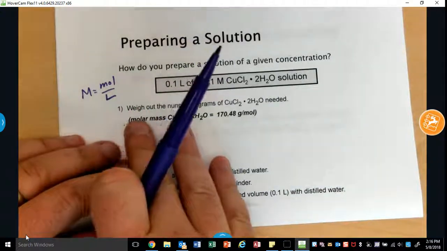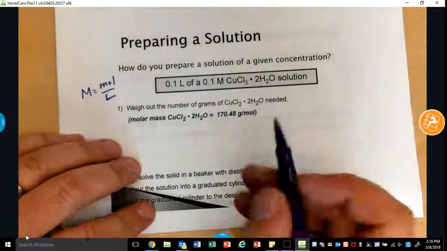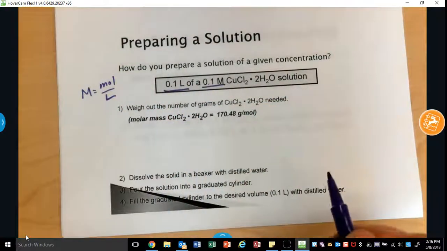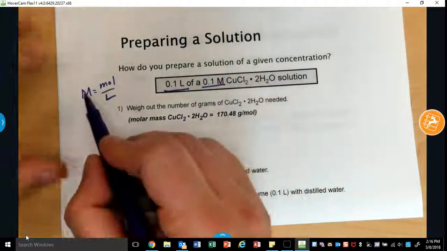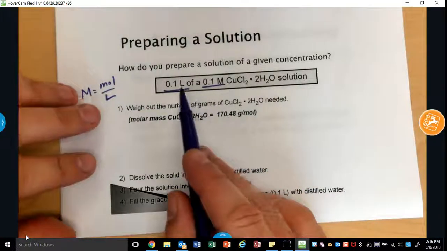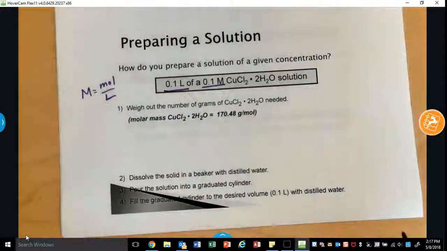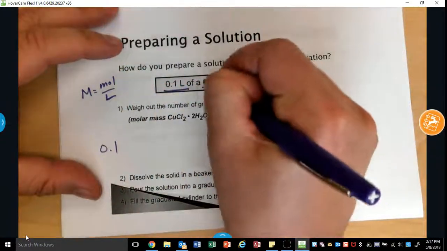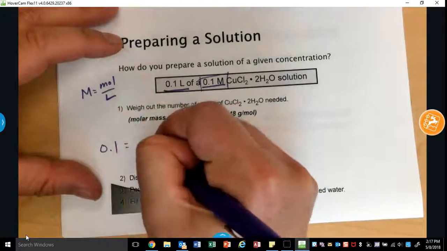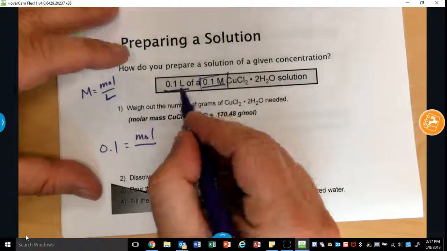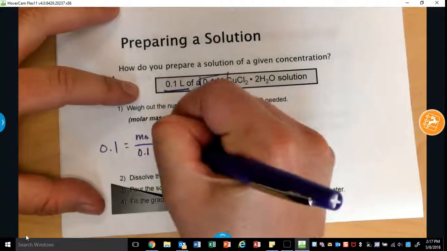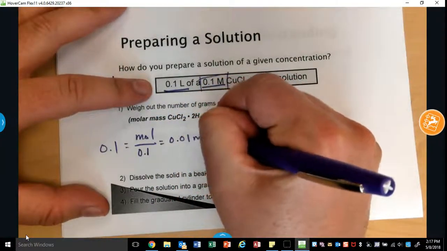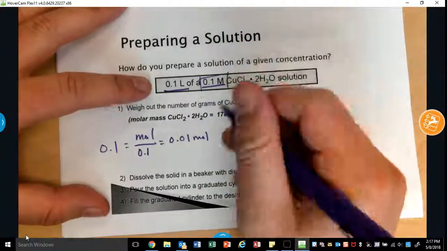All right, so the first thing we're going to do is weigh out the number of grams of this salt that we would need. Now it tells us we want 0.1 liters of a 0.1 molar solution. So using our molarity formula, we can calculate the number of moles that we would need to make that solution. So our molarity is 0.1. That's going to equal the number of moles divided by the volume, which is 0.1 liters. And when we do that, we get that there's 0.01 moles of solute needed.